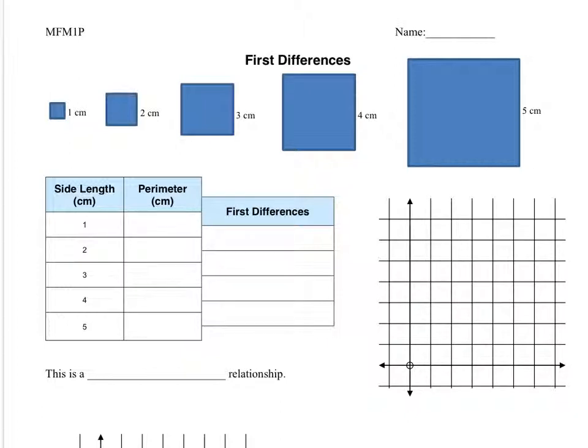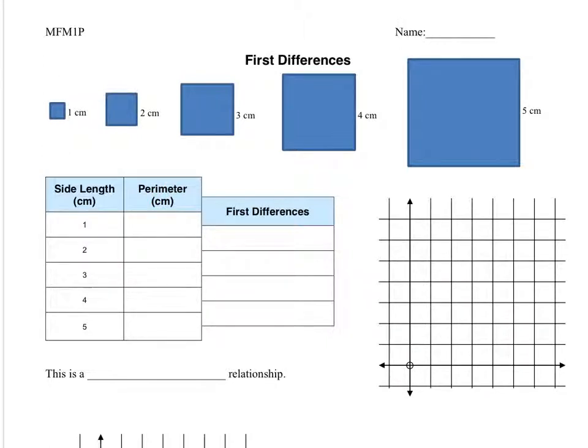So to begin with in this lesson, we have a series of squares and we're given the lengths of each one. Each square grows by 1 centimeter of side length: 1, 2, 3, 4, 5 centimeters. In our first table, we have side length 1, 2, 3, 4, 5 as above, and we want to calculate the perimeter.